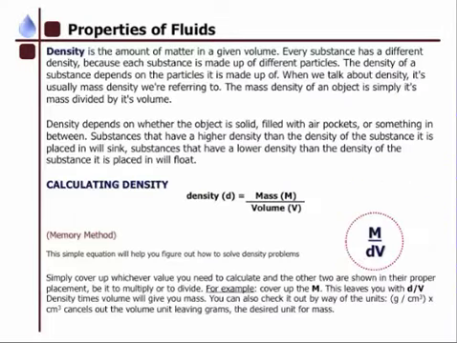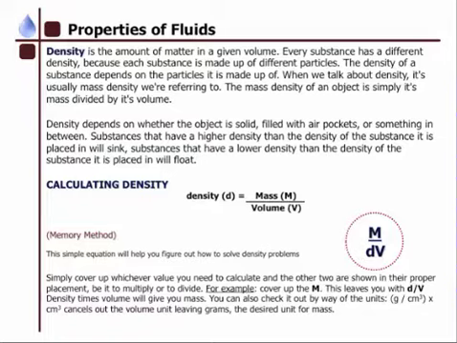More properties of fluids, we have density. Density is the amount of matter in a given volume. Each substance has a different density because each substance is made up of different particles, so the density of a substance depends on the particles it's made up of. When we talk about density, it's usually mass density that we're referring to. The mass density of an object is simply its mass divided by its volume.